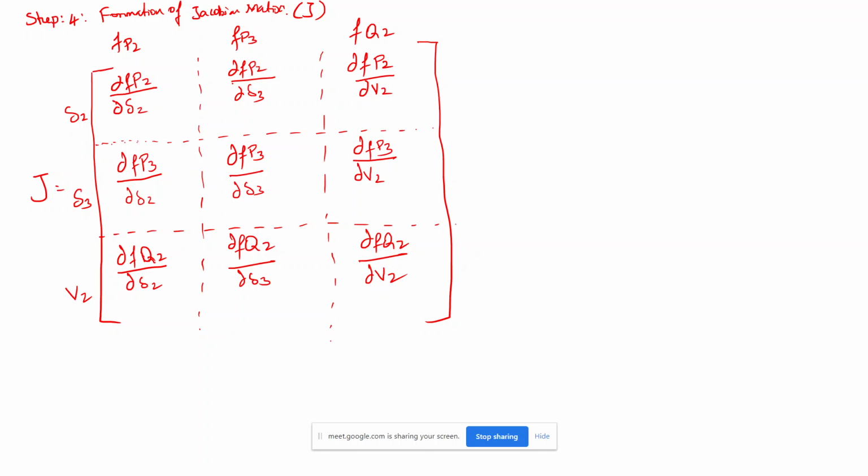Now we need to find out each and every value here. There are totally 9 components, 9 values we need to find out. So how to find them? Let's check. Let me take this one first. I'll write here. We need to find J11, J12, J13. All these J11, J12, J13 are coming from which equation?